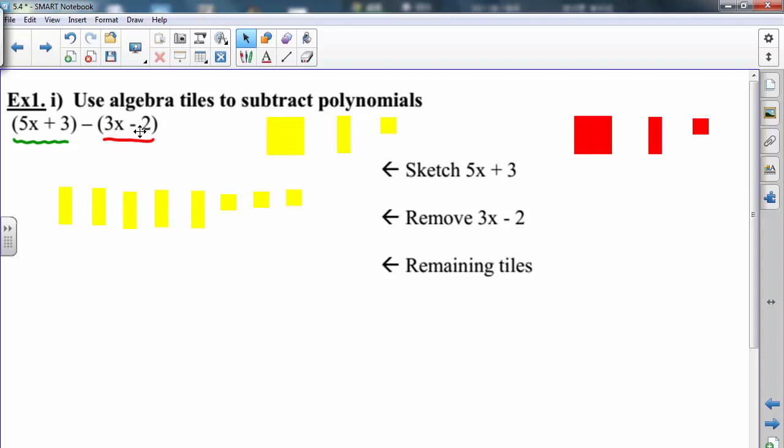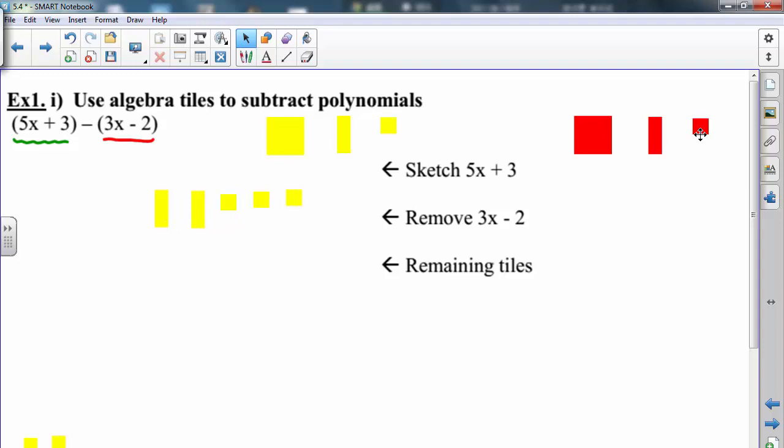Minus 3x minus 2. That means I need to take away 3x minus 2 from those algebra tiles. The first term in the second polynomial, 3x, means I need to take away 3 yellow rods. So those 3 yellow rods are gone. Take away negative 2. I should take away 2 little red squares. However, there are no little red squares.